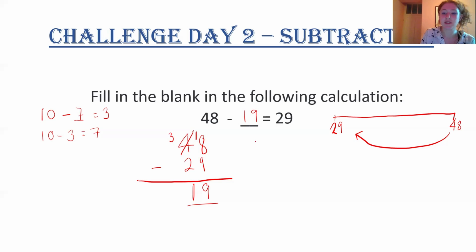If you want to check your answers for these kind of questions, you can do the opposite, right? So instead of subtraction, you can add together our 19 and our 29 to see if it gives us 48. Little tip, it definitely does.